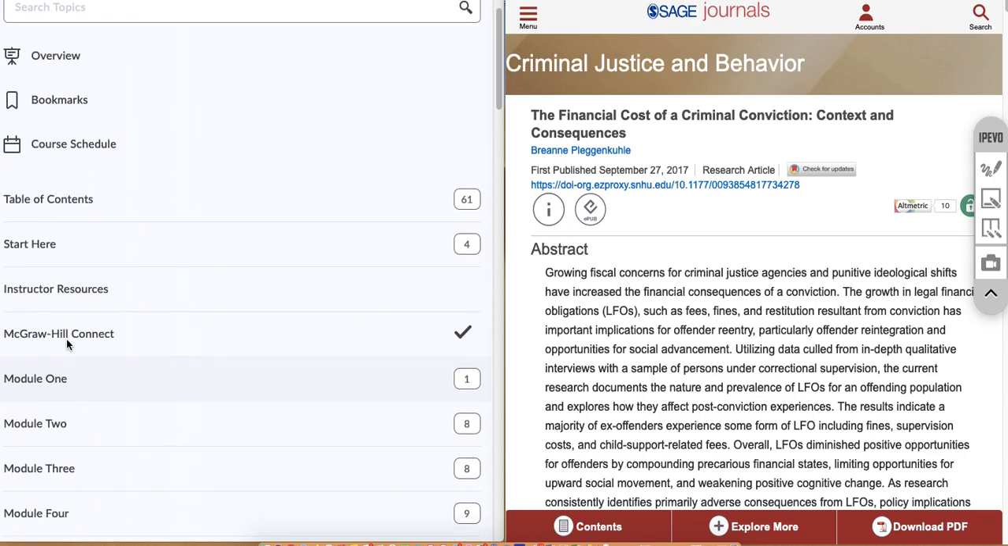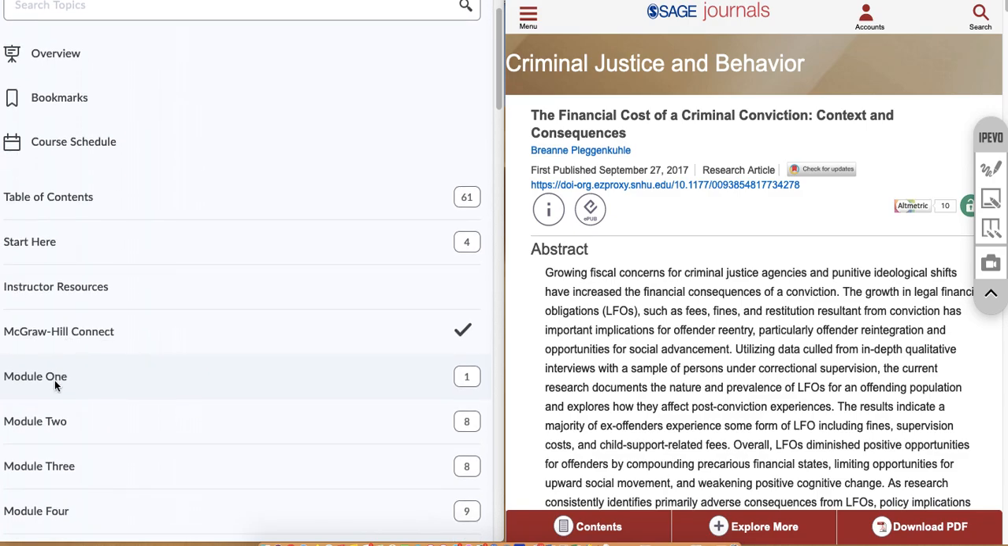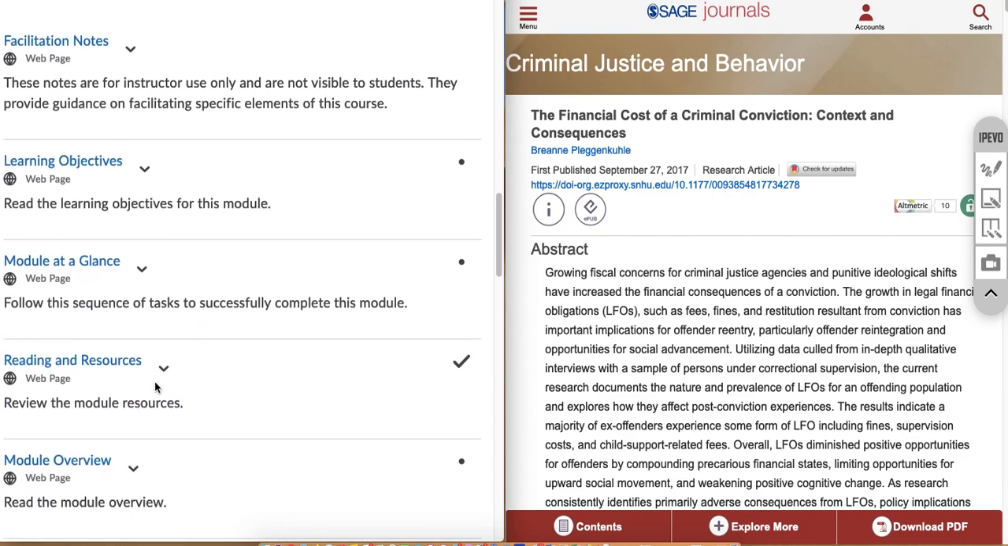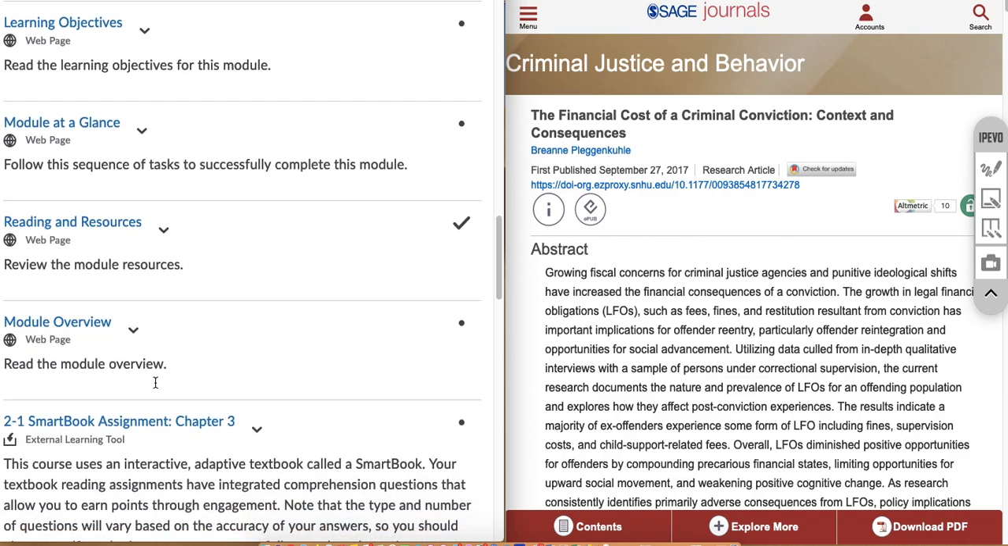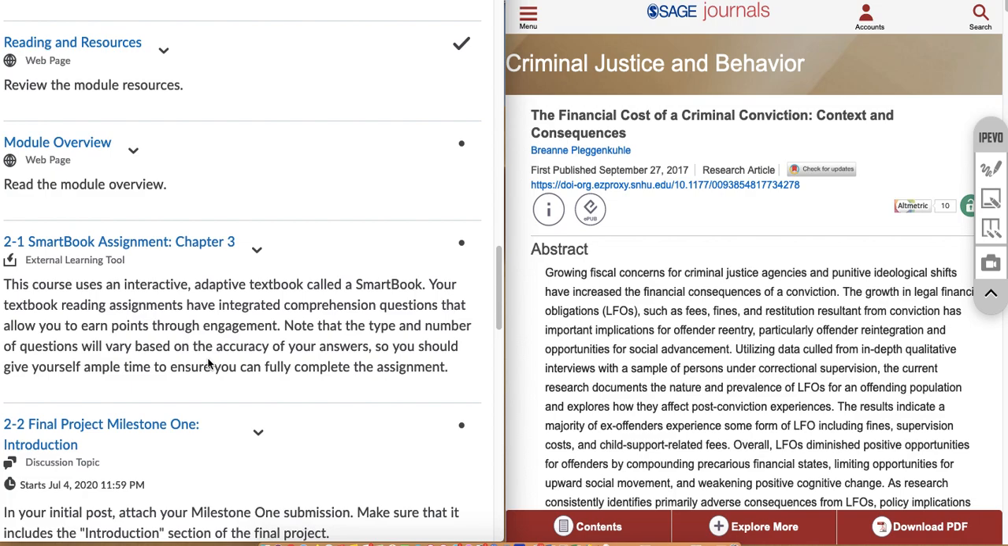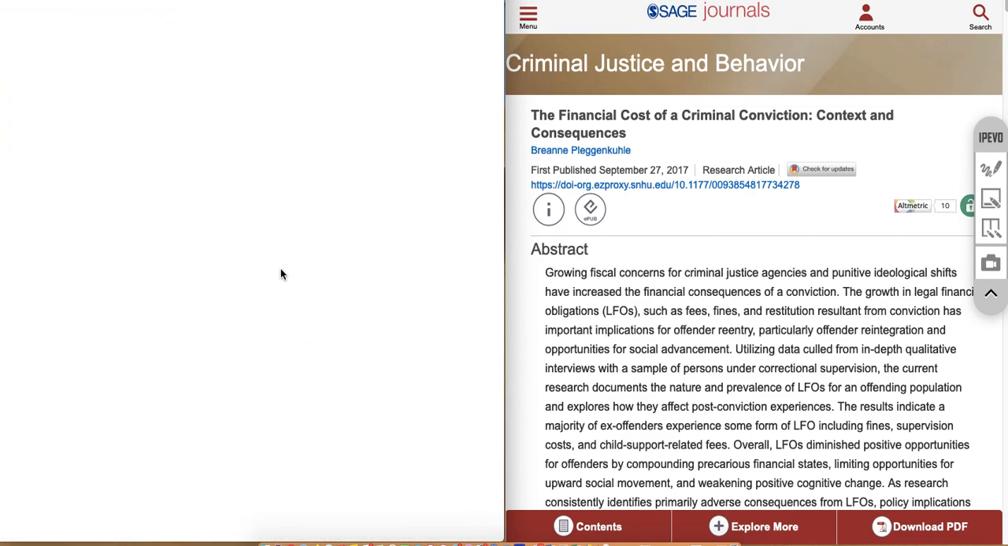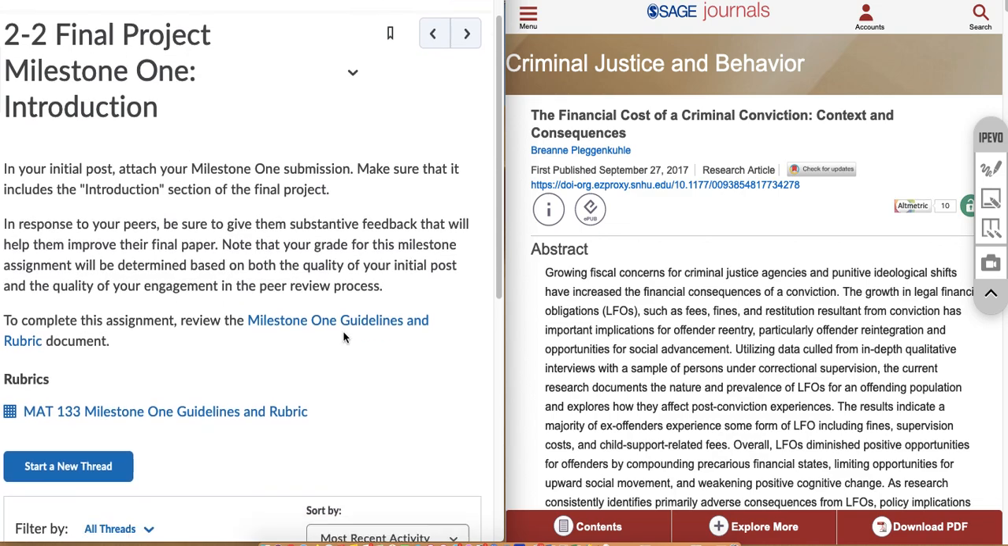So this final project, you'll have milestone 1 that's going to be due in week 2. So in module 2, you can see you'll have the introduction that is due right here. And you can find this in the discussion area also in the main menu.